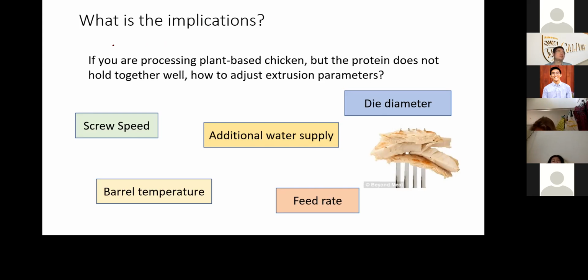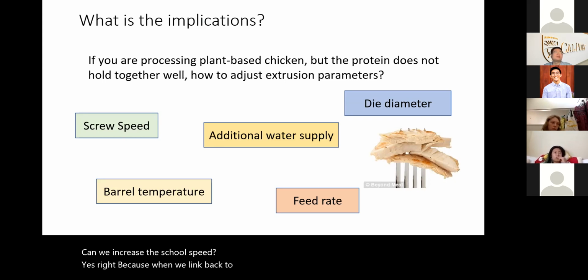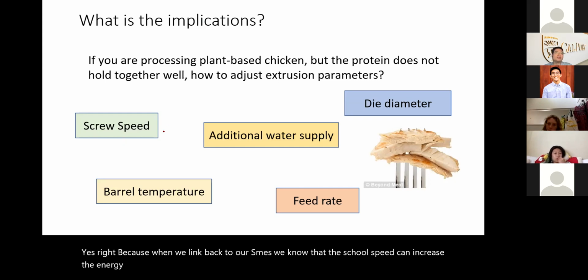Can we increase the screw speed? Yes, right. Because when we link back to our SME, we know that the screw speed can increase the energy input, right? So the more energy input, the more cross-linking we can generate.